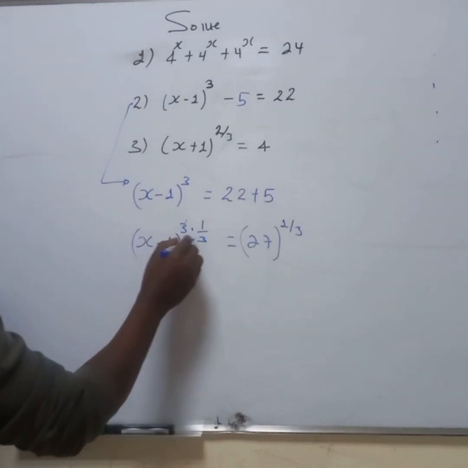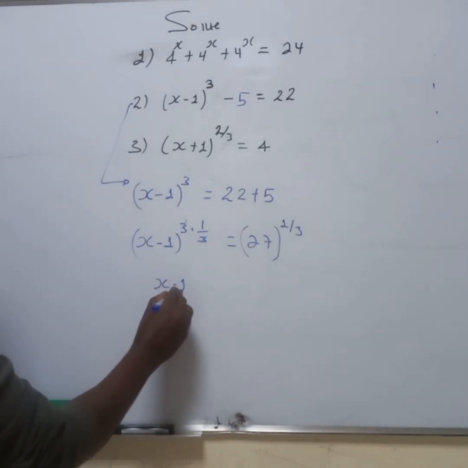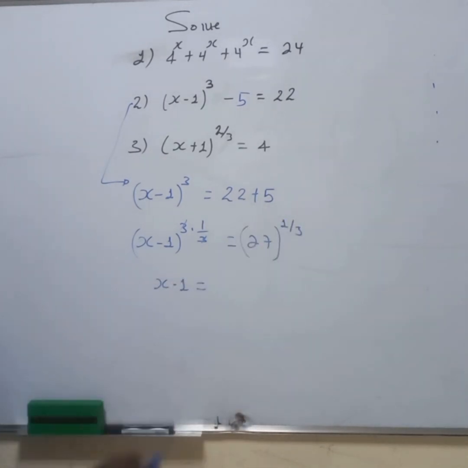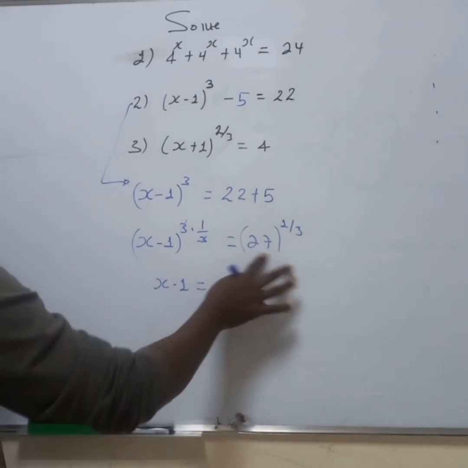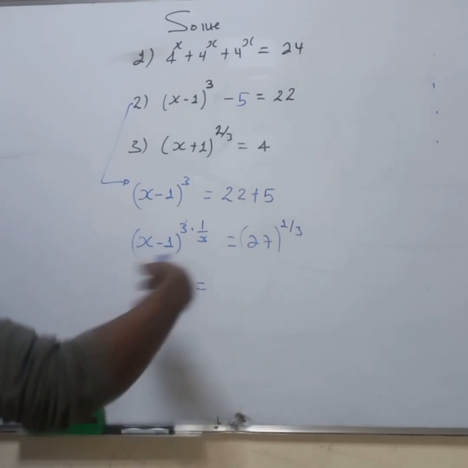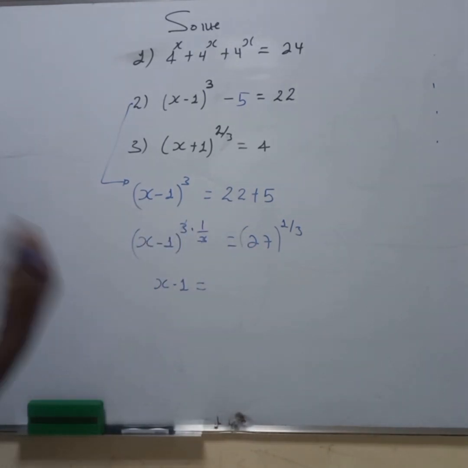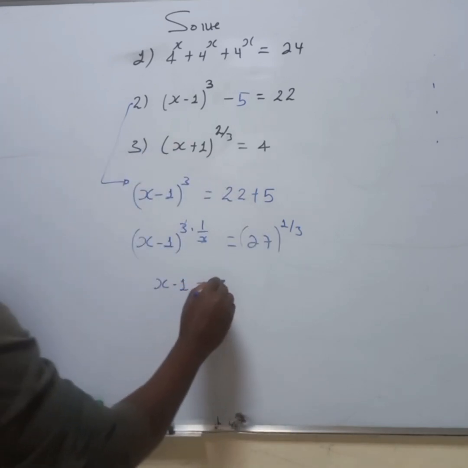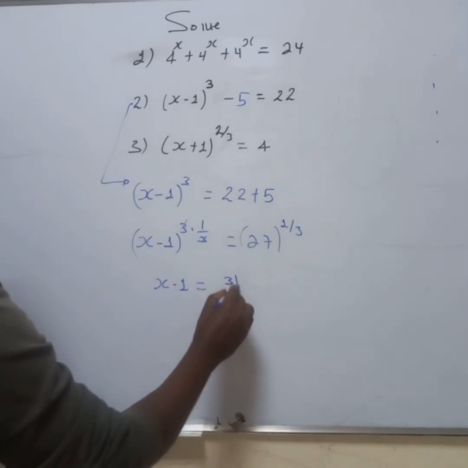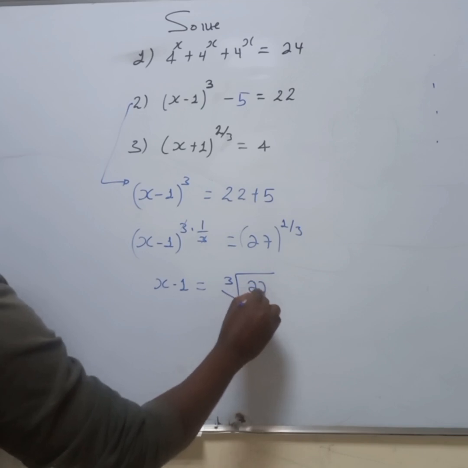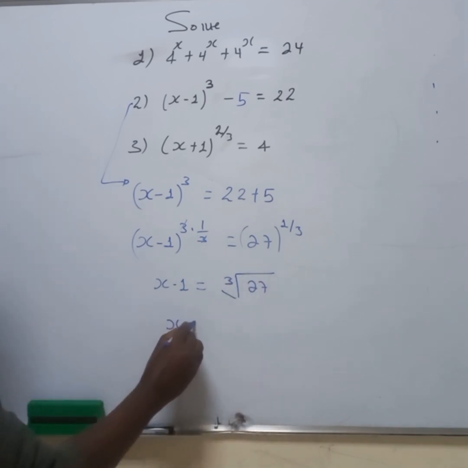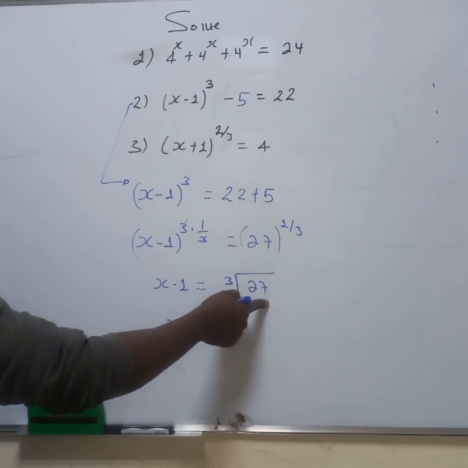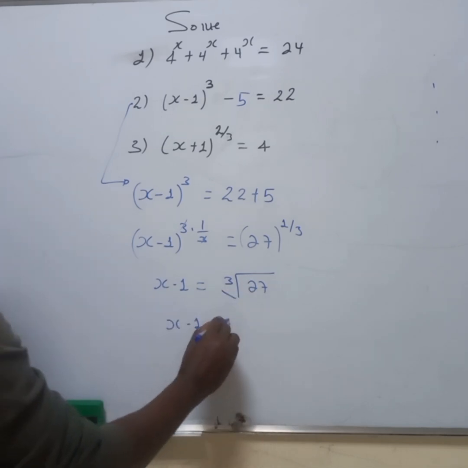So now here, this is eliminated. So x minus 1 will be what? 27 raised to 1 over 3. When we convert this into index form, this is given by the cube root of 27. Now this is exactly x minus 1. The cube root of 27, as you know, is perfectly 3.